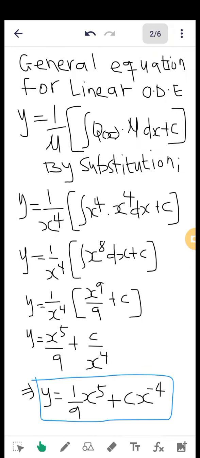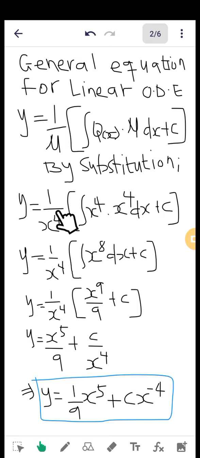Then after that, the linear differential equation will take this general equation. y is equal to 1 over the mu multiplying the integral of q of x times my mu dx plus c. So by substitution, I have already found my mu. I know my q of x. I know my mu, and this is the dx. So that's the derivative. Okay, so I just make a substitution.